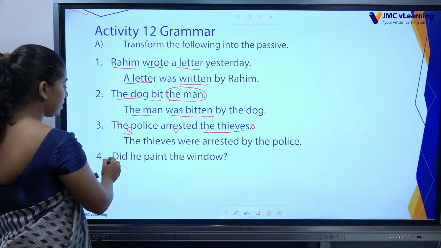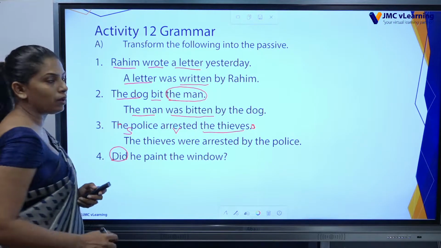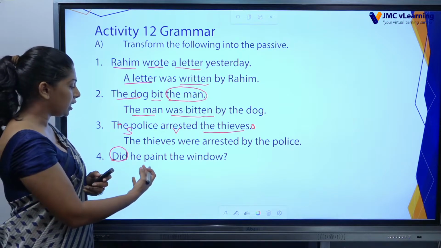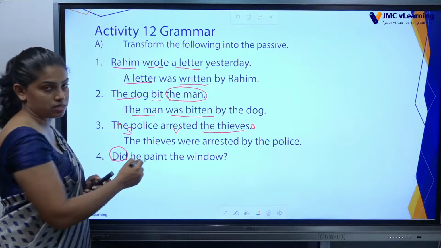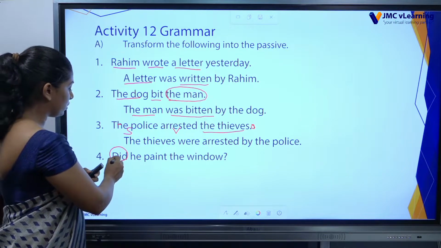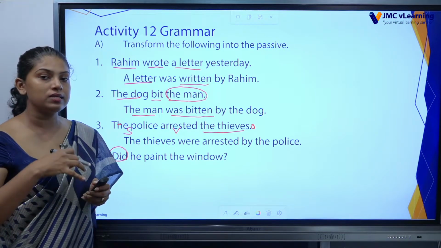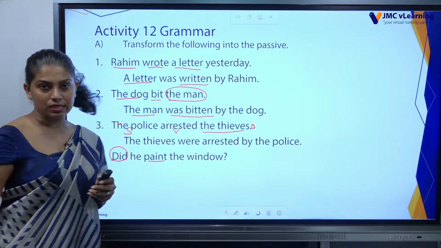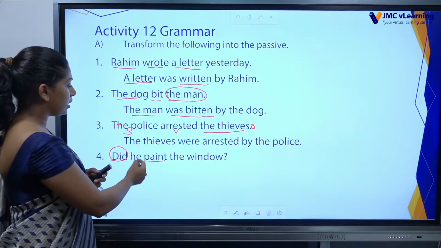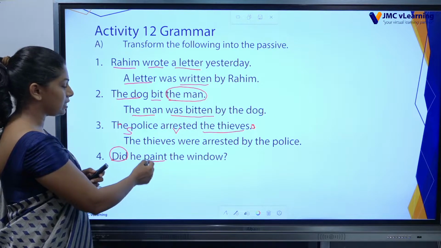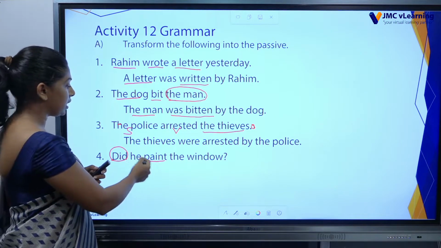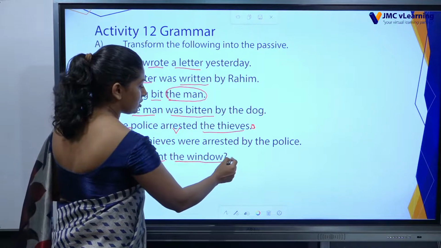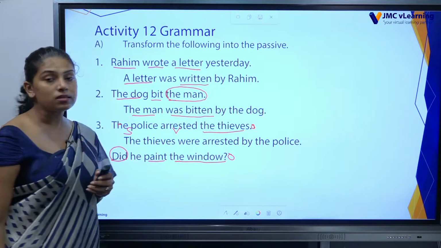From the word did, we know this is about something which has happened in the past. So, did he paint? The verb, after we use the word did to mention that this is past tense, we are keeping the verb in present. So, did he is the subject here. Did he paint the window? We have to find out the object first. So, we are finding it as the window.